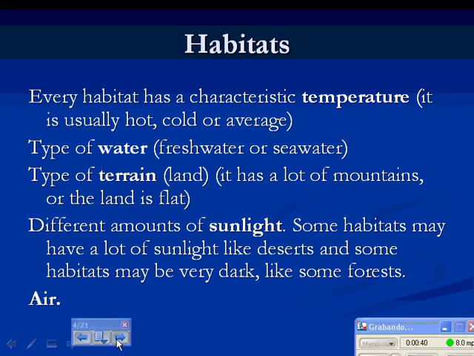Habitats. Every habitat has a characteristic temperature, which is usually hot, cold, or average. It has a type of water, so a habitat could be fresh water or seawater. It has different types of terrain or land, so it can either have lots of mountains or the land is very flat. It can have different amounts of sunlight. For example, some habitats may have a lot of sunlight, like deserts, and some habitats may be very dark, like some forests. And every habitat has a characteristic type of air.